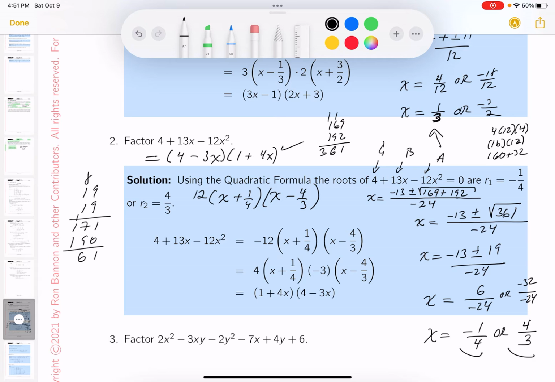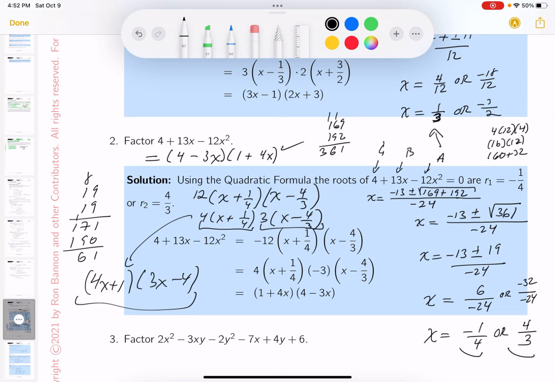All right, so what do you get? Well, I'm going to say 4 times x plus 1/4. And then, what would I get there? 12, it would be 3, right? 3 times x minus 4 thirds. And what does that give me? Let's write this over here. This gives me 4x plus 1. If you associate this, what do you get? 3x minus 4. Am I getting the same thing?